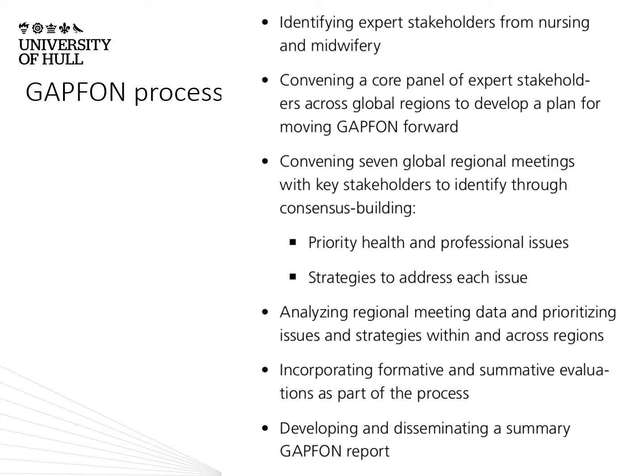Then over a period of about 18 months, there were 7 global regional meetings, and these were to identify by consensus what the priority health and professional issues were in those areas. But the major part of this was to try to derive strategies to address all of those issues. The data were analysed, they were prioritised and brought together, and we didn't try to have an overall prioritised list or an overall strategy. We present these, and I will present them later, under each of the different regions.